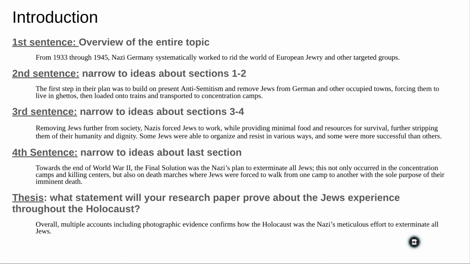Again, it's a little bit of a retelling of your first sentence, but it also outlines and says, look, there were many things that led to this. There were many steps in it. There's evidence to support it. There are multiple sources, and that's what your whole paper is going to prove.